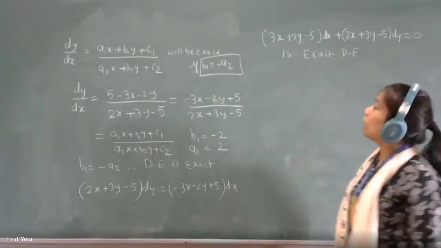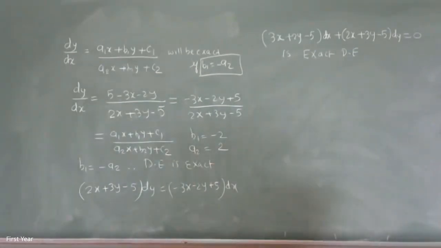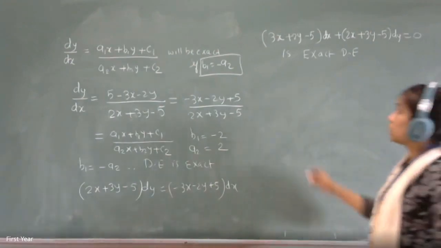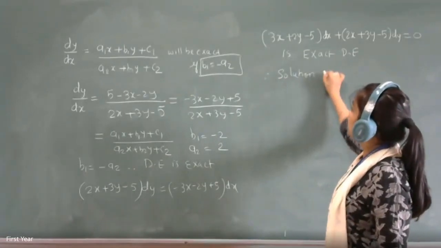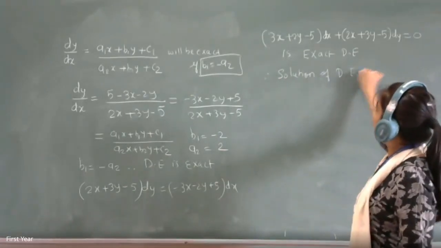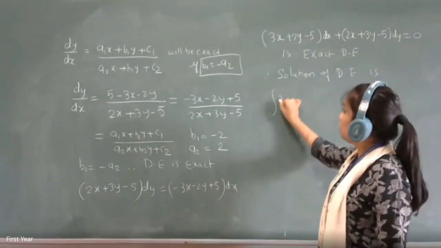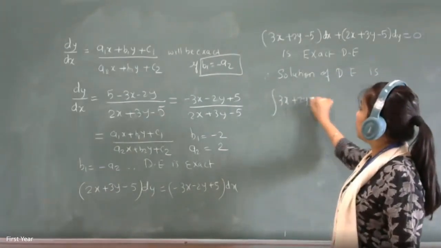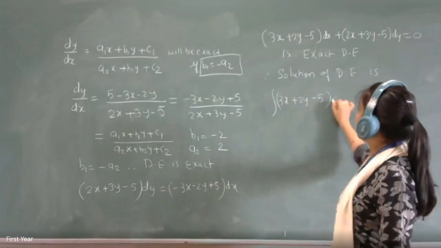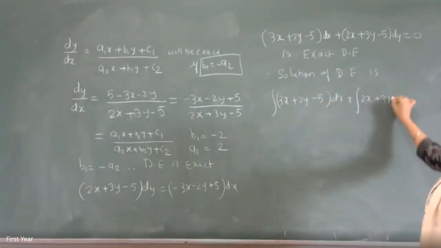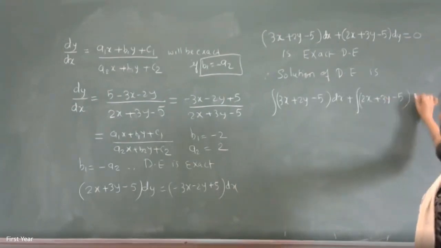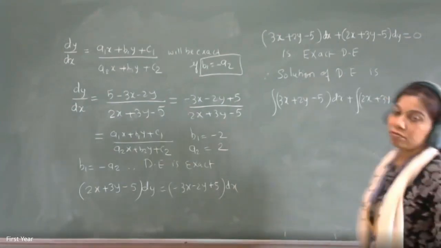Del M by del y will be equal to del N by del x. Therefore, the solution of the differential equation is the integration of 3x plus 2y minus 5 dx plus the integration of 2x plus 3y minus 5 dy is equal to c.